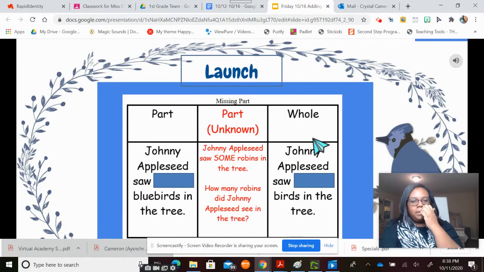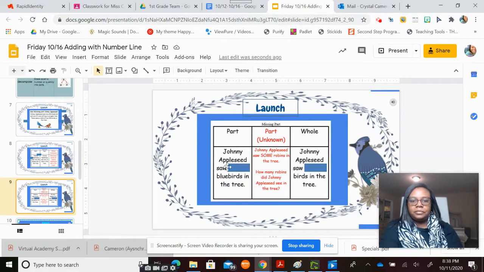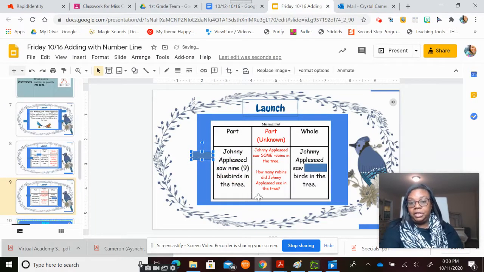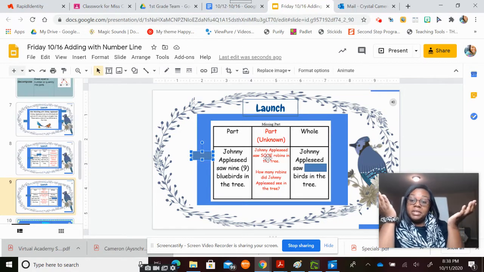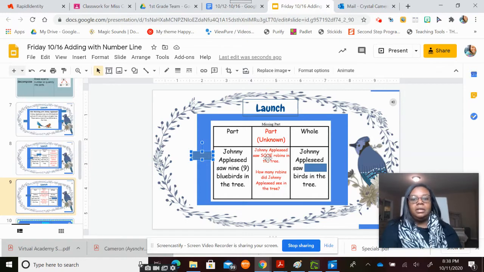For example, Johnny Appleseed saw 9 bluebirds in a tree. Johnny Appleseed saw some robins in the tree. The word some is a key word here, boys and girls. Some means I don't know, or question mark, mystery number. How many robins did Johnny Appleseed see in the tree? But they gave us the whole. Johnny Appleseed saw 10 birds in the tree. So that means that we would have to figure out how many steps there are to get between 9 and 10.